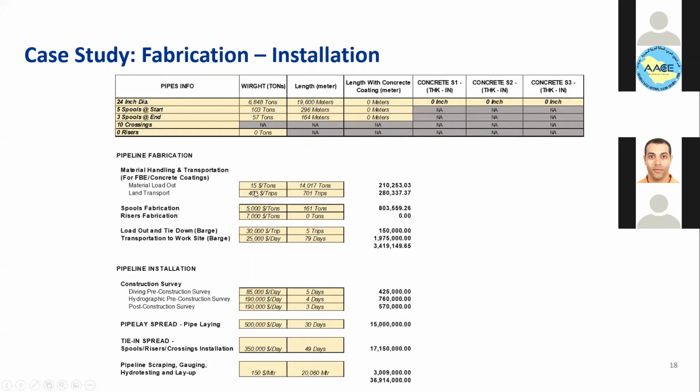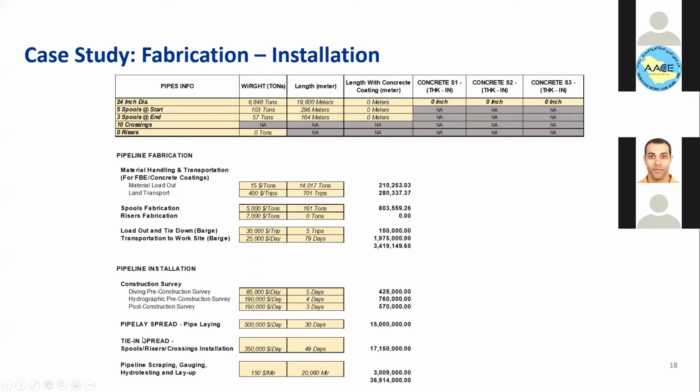And for the load out, you have the total tonnages. The total tonnage will be 14,000 for both the pipe and spools. And you can apply a rate of $15 per ton in order to calculate the material load out. Then you have load out and tie-in for the barge, once the material barge arrives at the vessel, and the transportation of the material barge itself to the vessel. This one is calculated to be 79 times the vessel rate, and you get the cost. So the total fabrication cost will be 3.4 million.